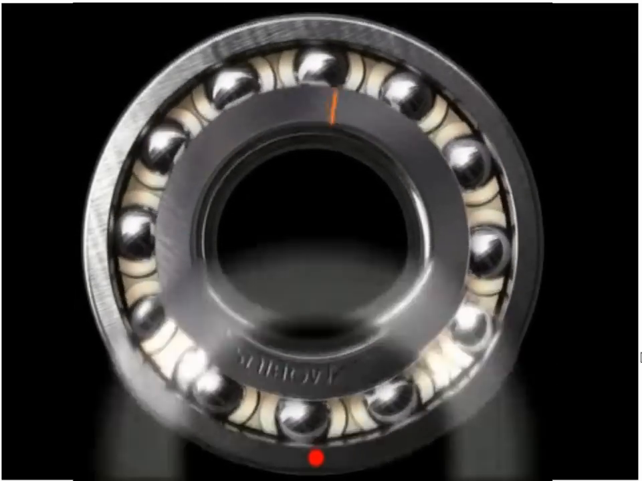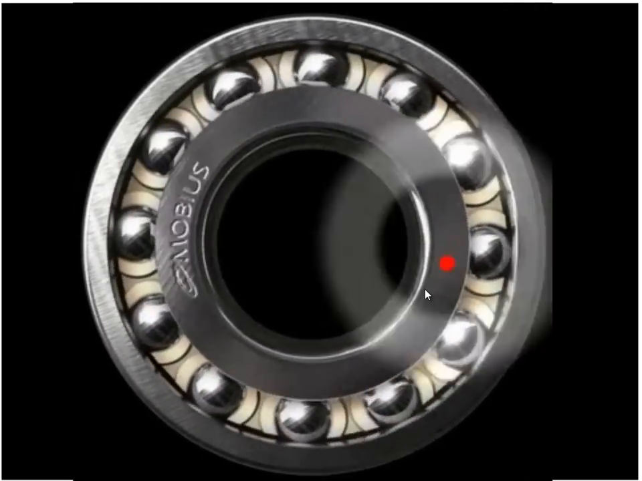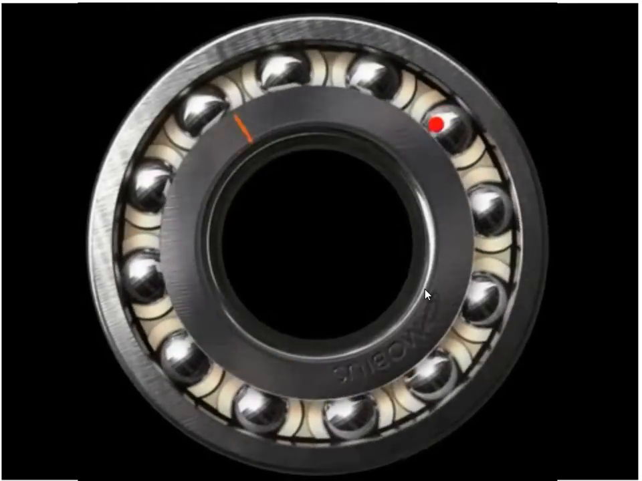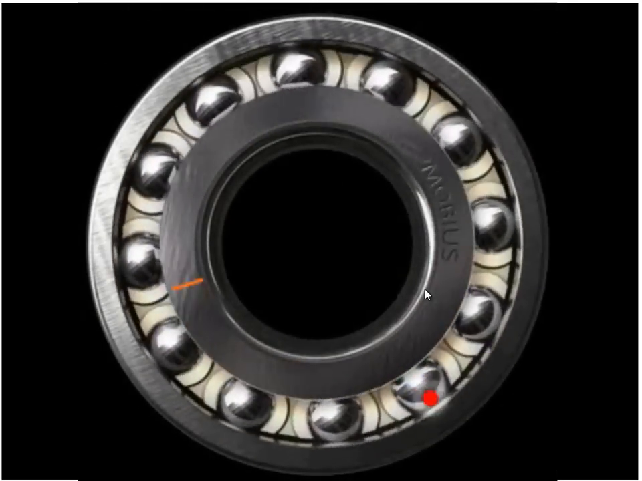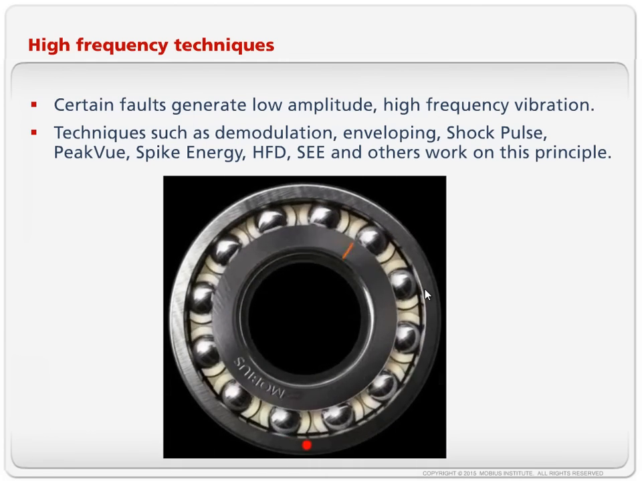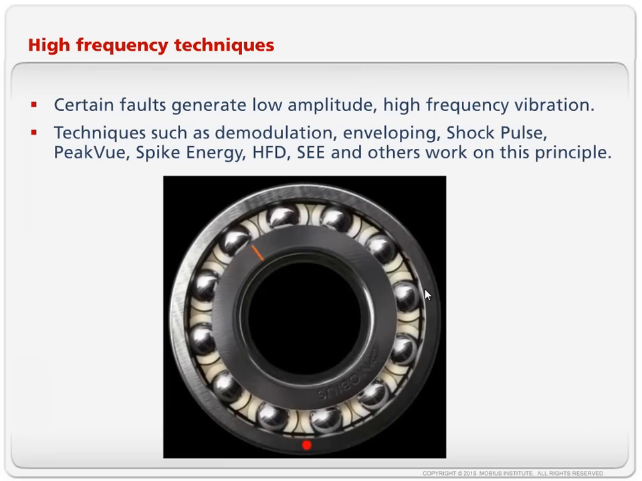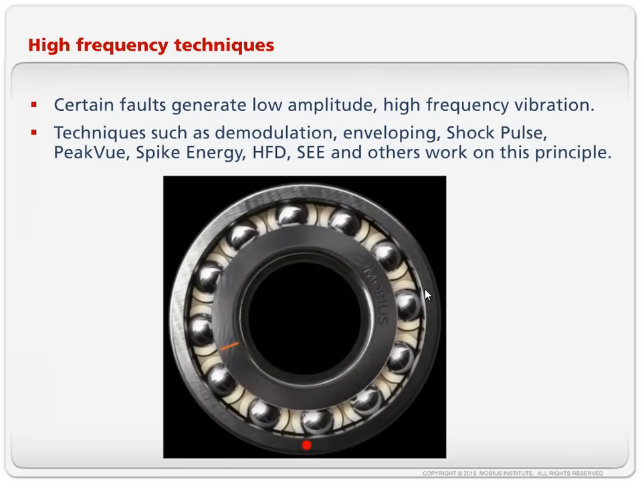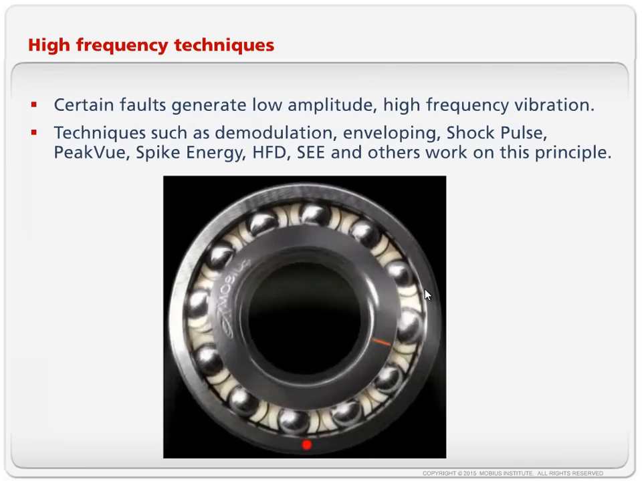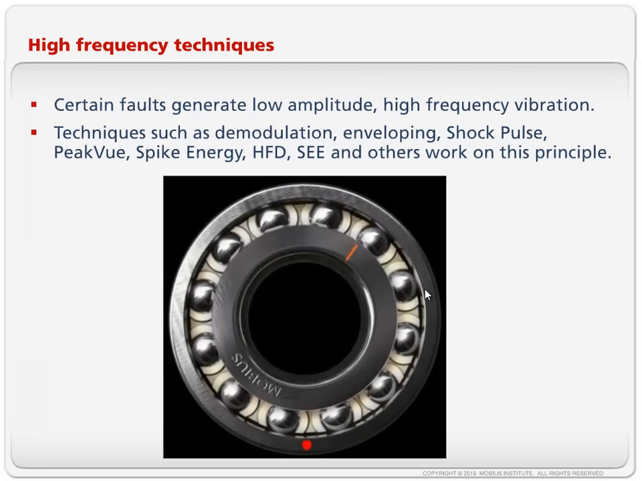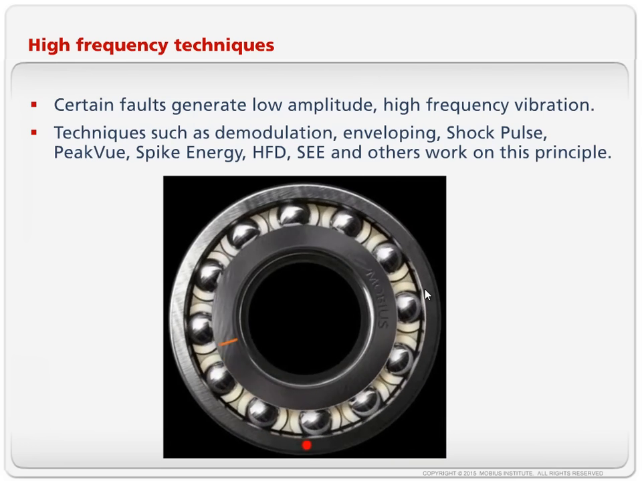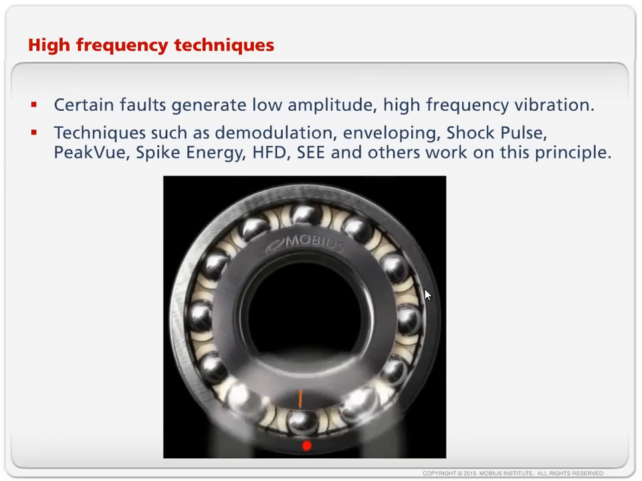So there's a problem on the outer race, problem on the inner race. Notice it's a higher frequency, but we still see those little white pulses, and if there's damage to the rolling elements themselves. So this technique goes by many different names depending on the vendor. It can be called demodulation, enveloping, shock pulse, peak view, spike energy, HFD, and there's probably other names out there. I apologize if I've forgotten the one you're using. But bottom line is they all, in essence, do the same sort of thing.